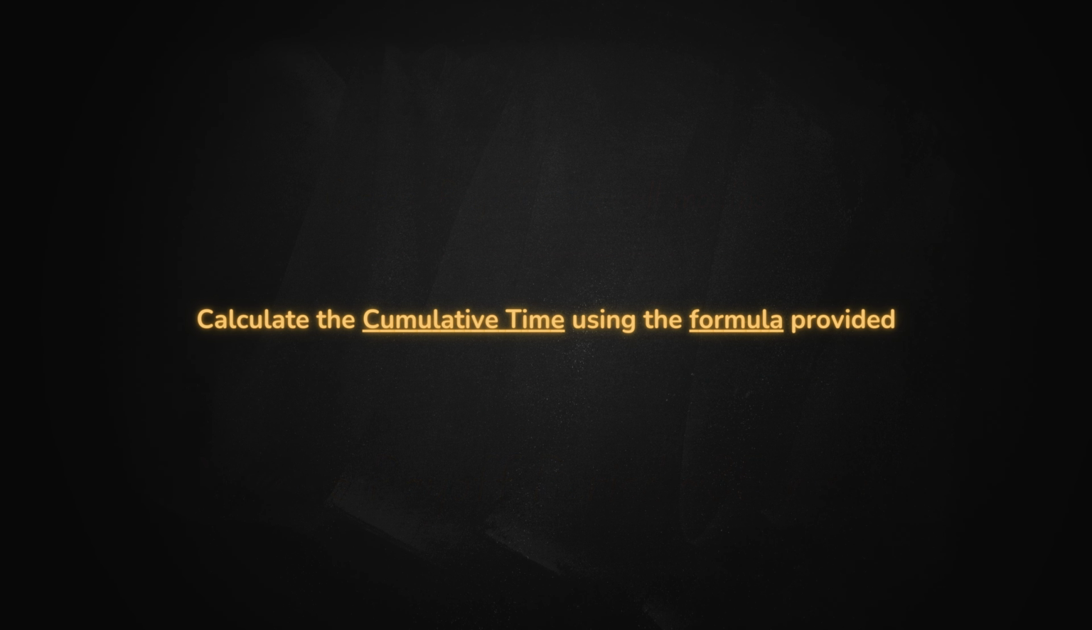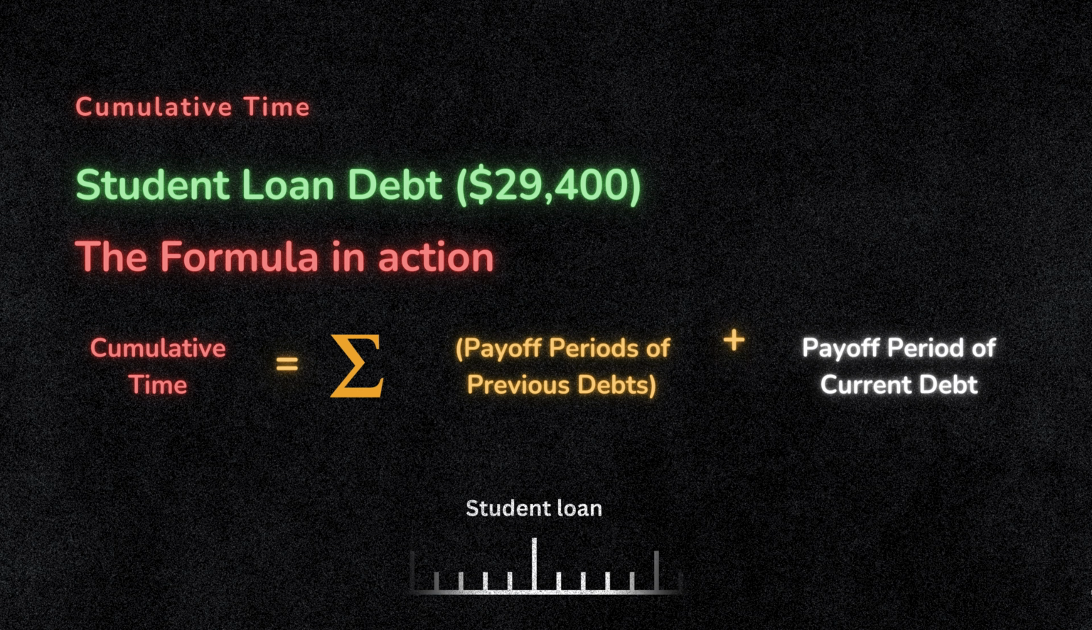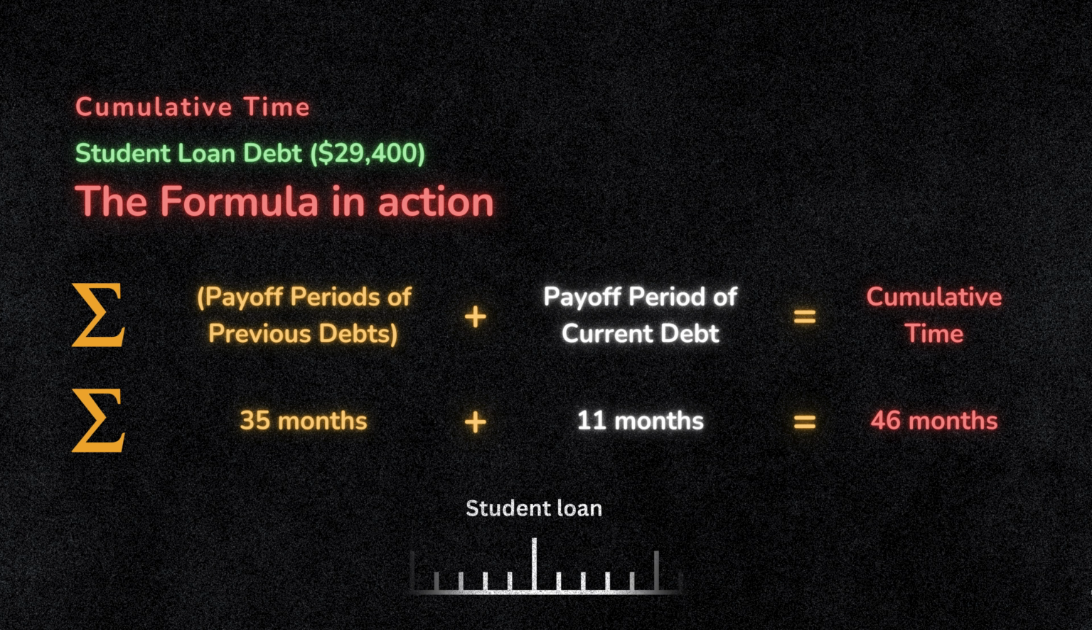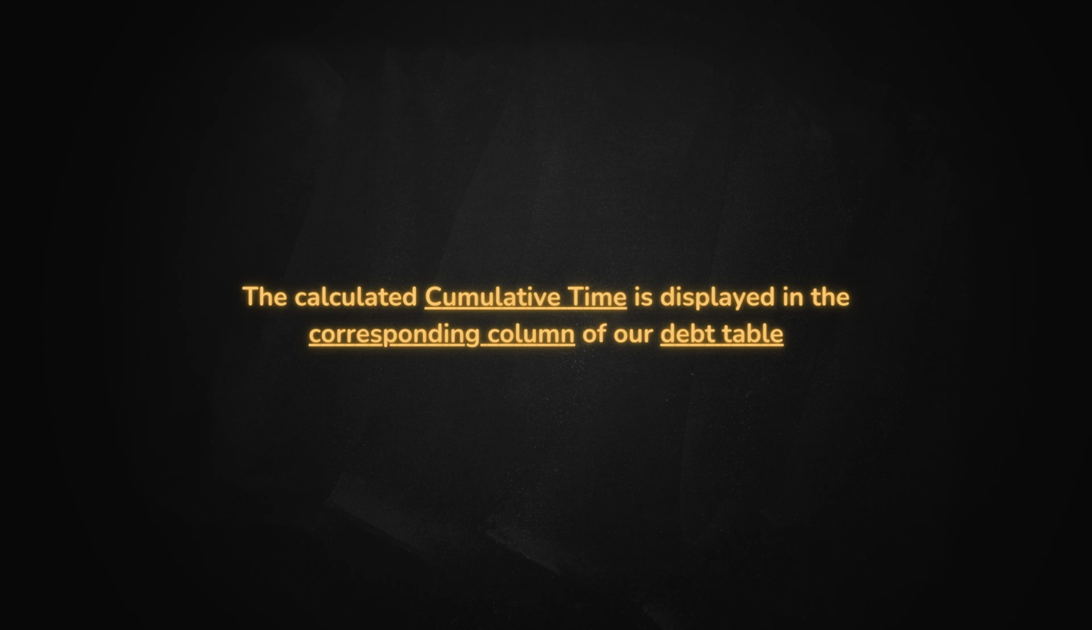Calculate the cumulative time using the formula provided. Add the previous payoff period to the current payoff period for the cumulative time. The calculated cumulative time is displayed in the corresponding column of our debt table.